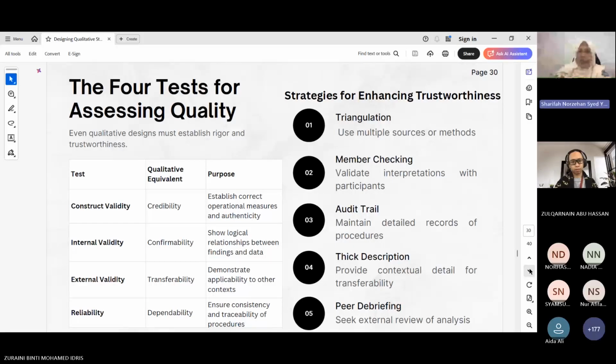Professor? Yes? After we confirm our finding by doing triangulation, how can we make sure that this is a good point, or the right point? How can we be confident enough that our finding is a good one?